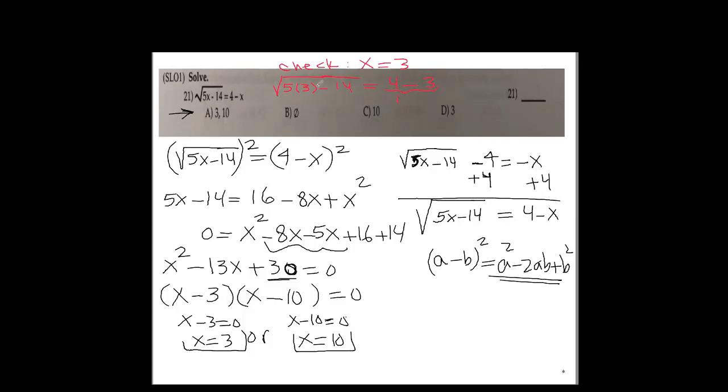And I have to see if this is going to be equal to 1. This would be 3 times 5 is 15 minus 14. 15 minus 14 would be 1. Square root of 1 would be 1. Yes, this is good. This one checks out.